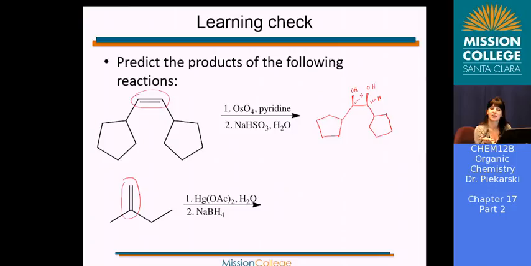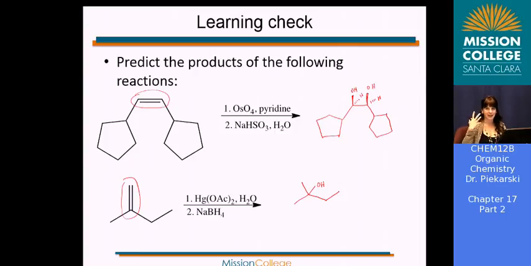Oxymercuration gives us what type of regiochemistry? Markovnikov. Now, is it a stereospecific reaction? Not really. So we don't have to worry about it, especially because we're not making a chiral center here. You just want to put the OH on the more substituted side of the double bond.